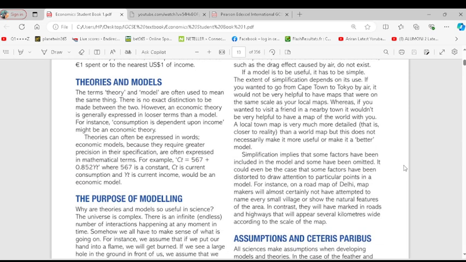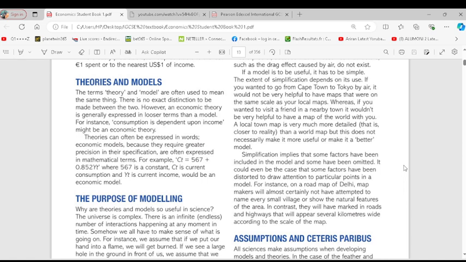The next paragraph says simplification implies that some factors have been included in the model, and some have been omitted. It could even be the case that some factors have been distorted to draw attention to particular points in a model. Like I told you, the world map is large, but we need Libya. It's difficult to find Libya, so what do we do? We eliminate until it is Africa. From Africa, we can still simplify to North Africa, where we can find Libya.